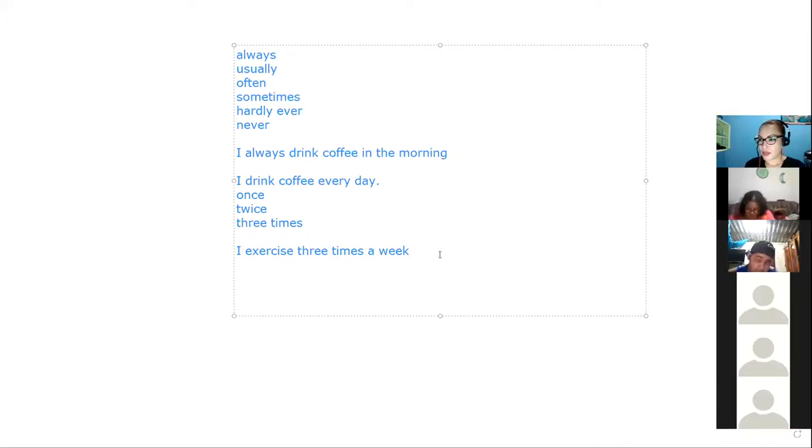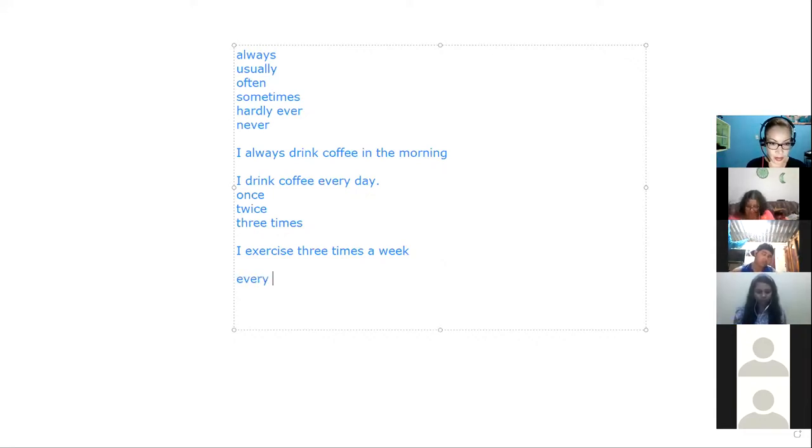Igual, ¿verdad? Cuando se va a tomar una pastilla, digamos, también está el every. ¿Qué significa every? Cada.